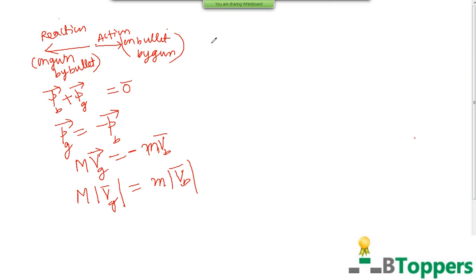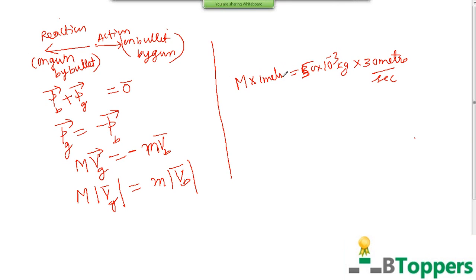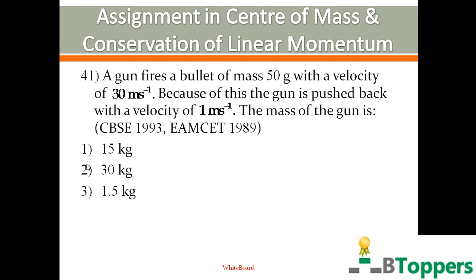Here the mass of the bullet is 50 grams, or 50 times 10 to the power minus 3 kg. The magnitude of the velocity of the bullet just after firing is given to be 30 meters per second. The mass of the gun we denote by capital M. The magnitude of the velocity of recoil of the gun is given as 1 meter per second. You can simplify this and get the mass of the gun as 1.5 kg. So for question number 41, which I have just discussed, the third option is the answer.